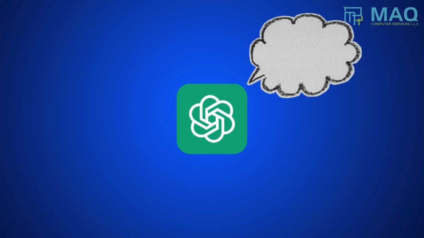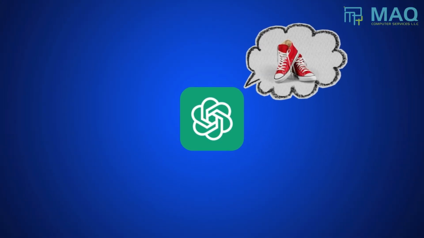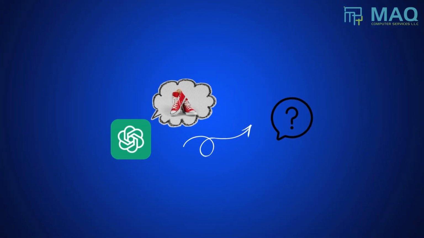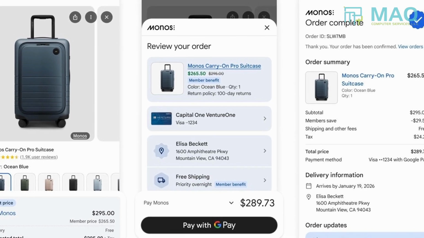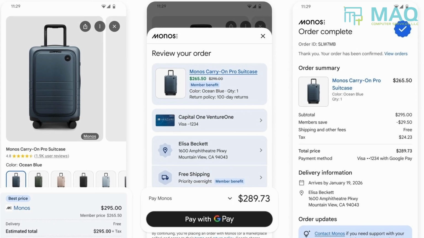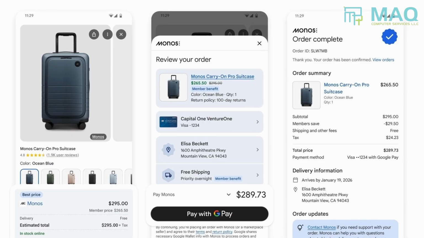Let's take another example. Right now, if ChatGPT wants to buy a pair of shoes from your site, it has to guess how to click your buttons, so it's just clunky, right? UCP allows your Shopify store to talk directly to AI agents or LLMs. It tells them, here is my stock, here is my price, and here is exactly how you process a payment.